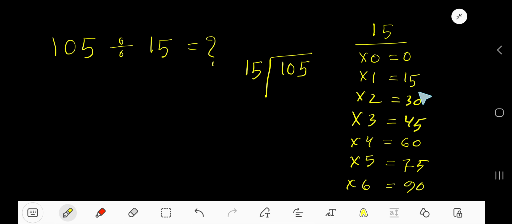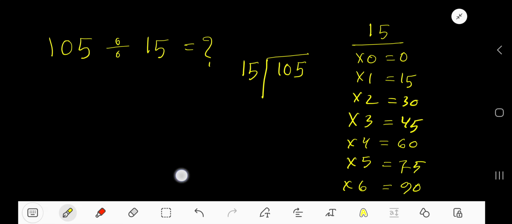0 plus 15 is 15, 15 plus 15 is 30, 30 plus 15 is 45, 45 plus 15 is 60, 60 plus 15 is 75, 75 plus 15 is 90. This process will continue, right?